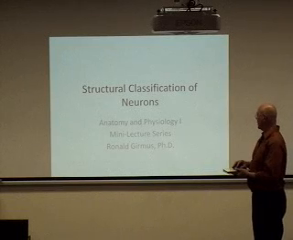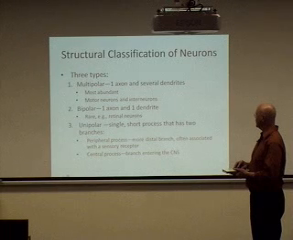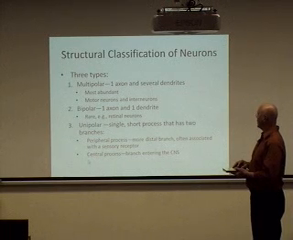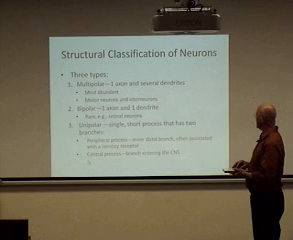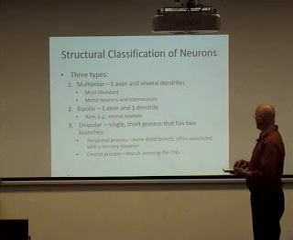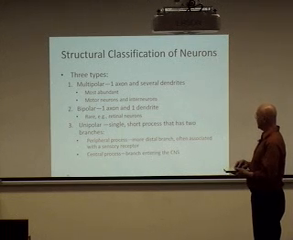Hello students, in this lecture we're going to talk about a few different types of classifications of neurons. We have what are called multipolar, bipolar, and unipolar neurons. They will have different functions.